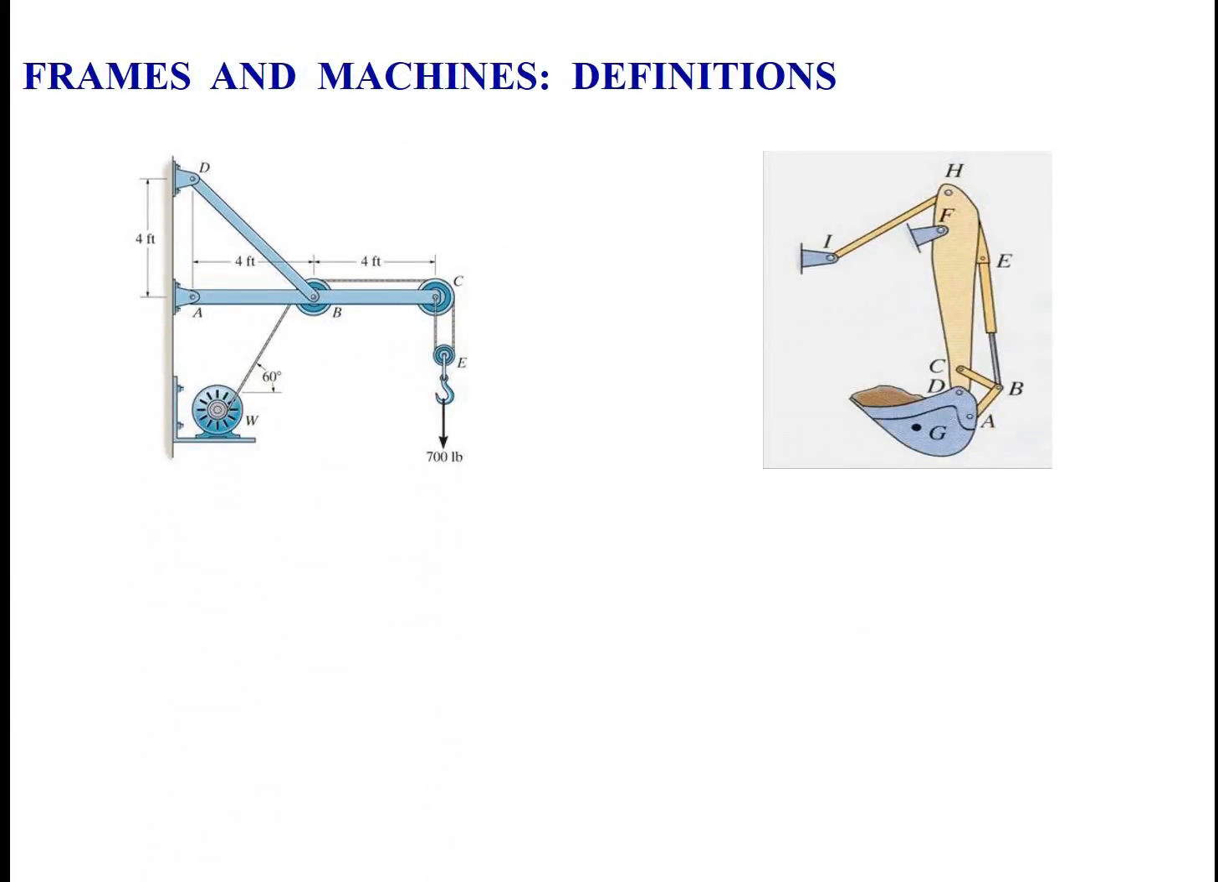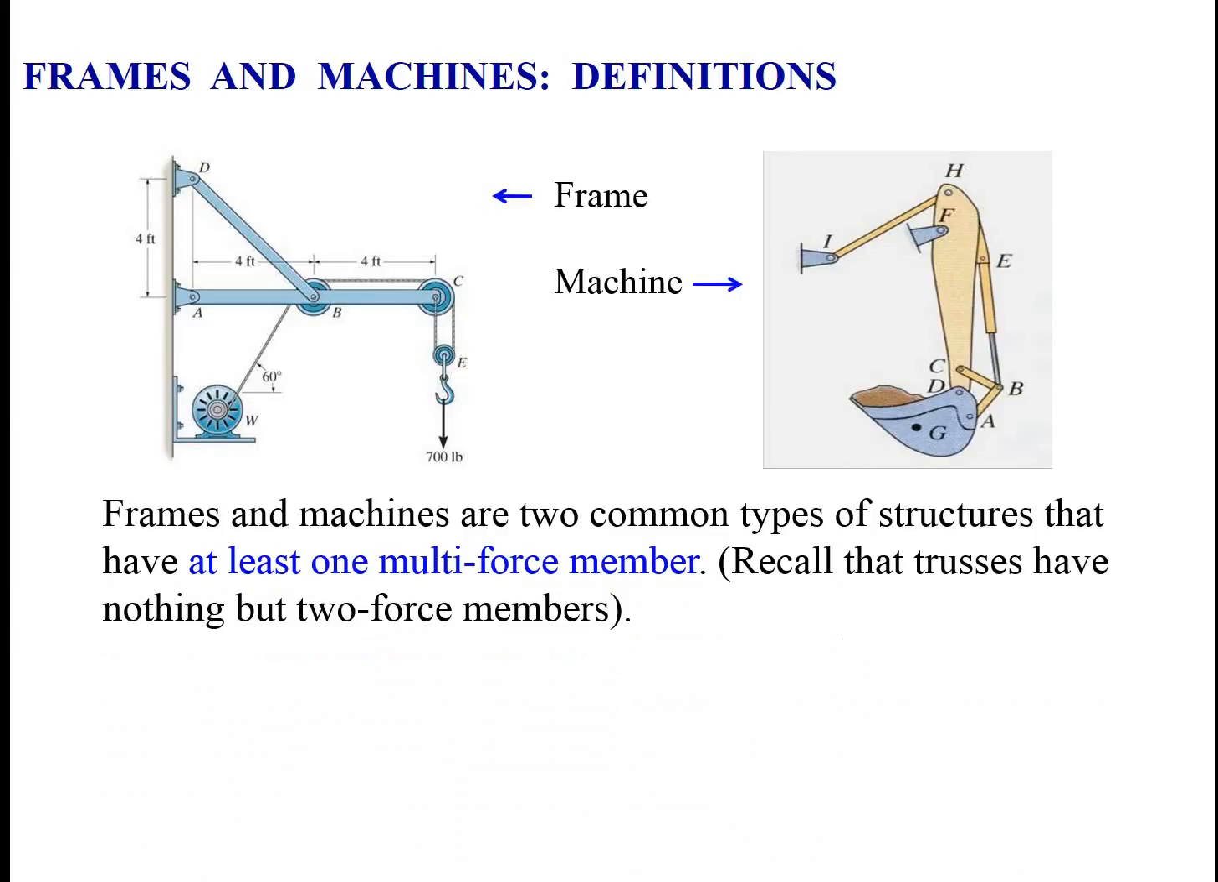So let's look at some definitions to figure out the answers to a few of those questions. So frames and machines are two common types of structures that have at least one multi-force member. Recall that trusses have nothing but two force members. They're all two force members. Some of these have one force members here.